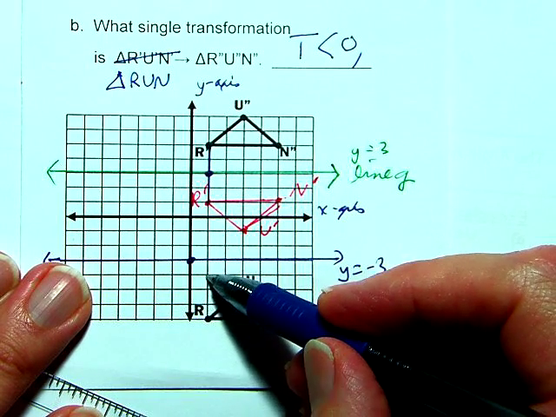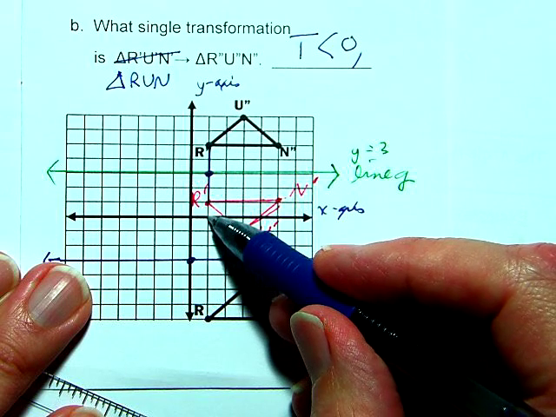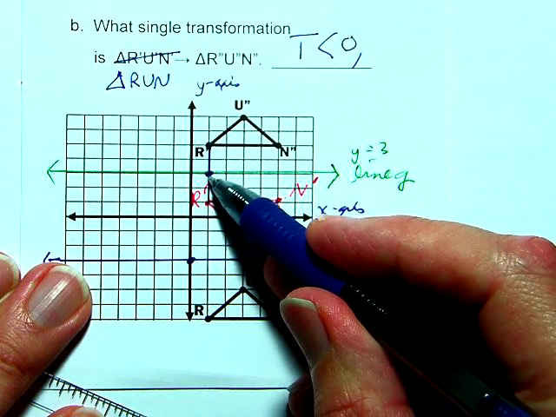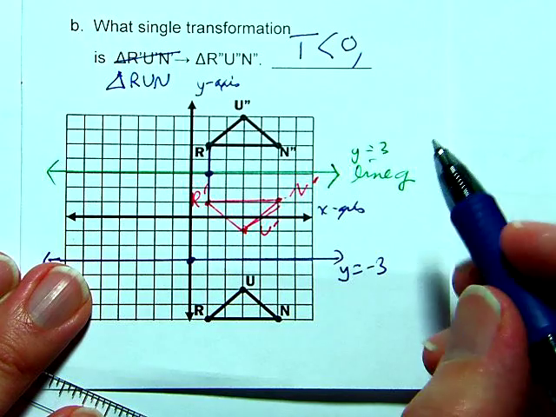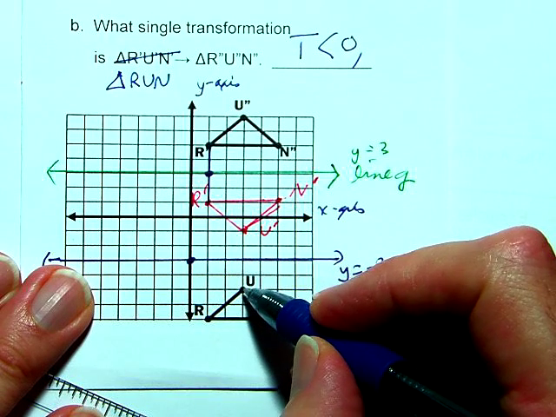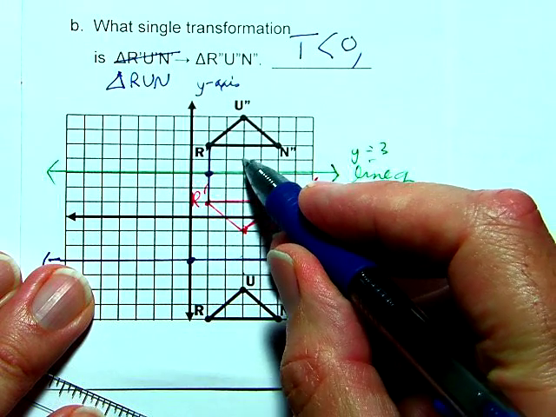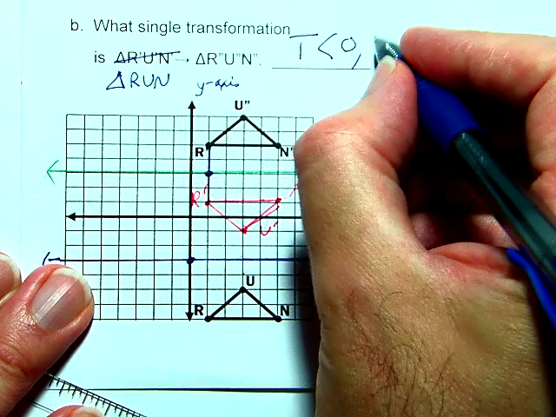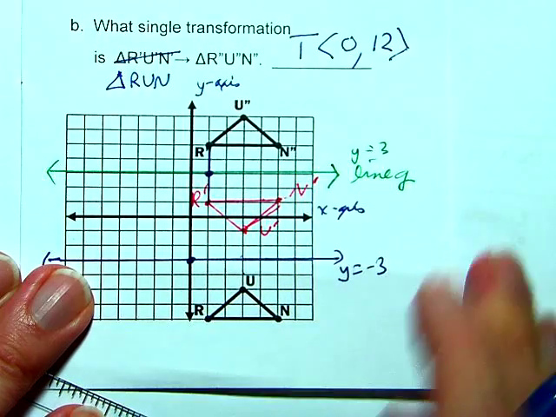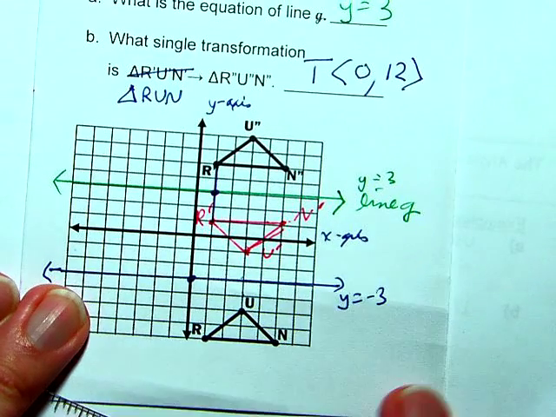1, 2, 3, 4, 5, 6, 7, 8, 9, 10, 11, 12. Okay, they should all be the same. Let's double check by counting U. 1, 2, 3, 4, 5, 6, 7, 8, 9, 10, 11, 12. So that would be 12 positive in the y direction. This would be the transformation T of (0, 12).